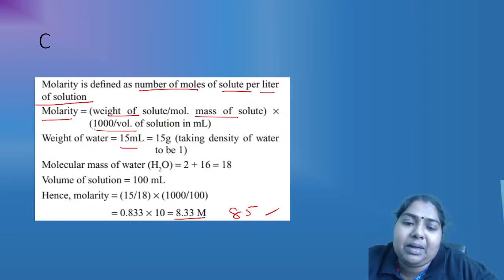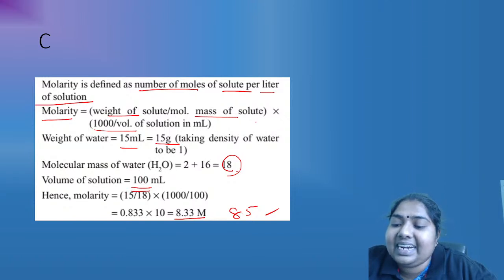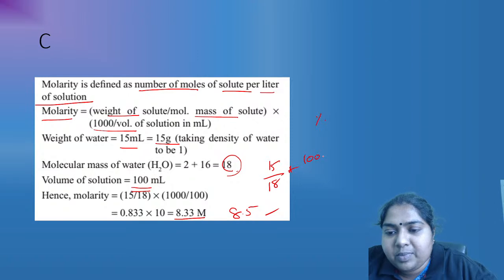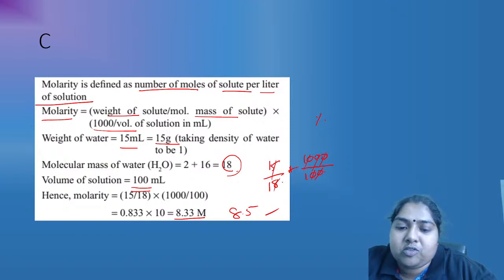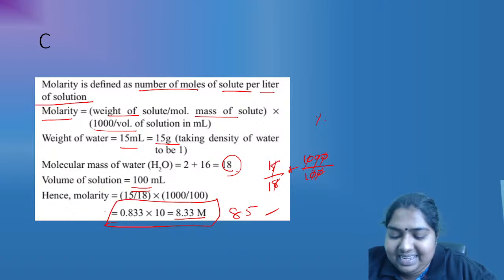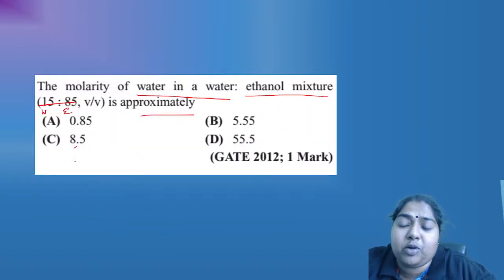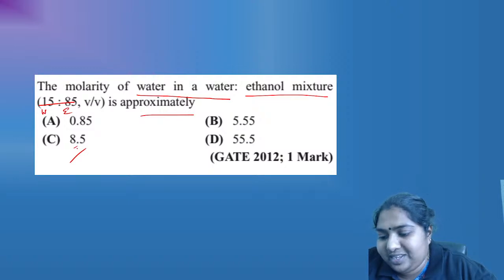Here it is 15 ml, so we take it to be 15 gram, and the molecular mass is 80. The volume is just 100 ml, because by percentage means you take 100 ml. So it is going to be the original weight 15 by molecular weight, into 1000 by the given volume, 100. So it is going to be 15 by 18, which is 8.33 moles. Got it? So the nearby answer is 8.5, so you can go with this option.